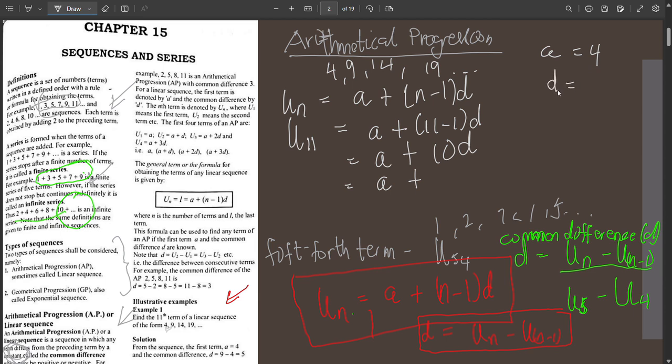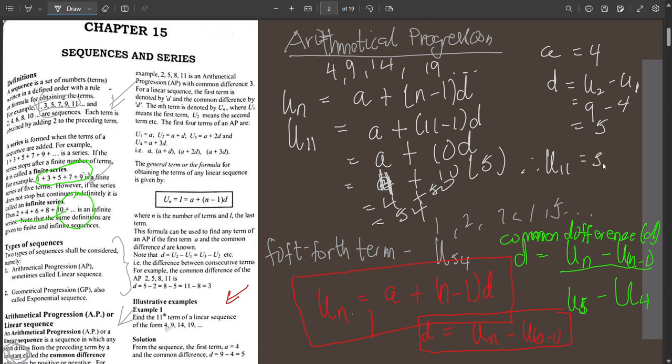What of d? D is equal to, take any two terms and subtract them. Let's say I want to use the first and the second. So u of 2 minus u of 1. Please note the order. It shouldn't be 1 minus 2, but 2 minus 1, because it's a term and its preceding term. So that's 9 minus 4, giving us 5. So 10 into bracket 5. A is 4, so we have 4 plus 50, giving us 54. So the answer is 54. Therefore the 11th term of this sequence is 54.